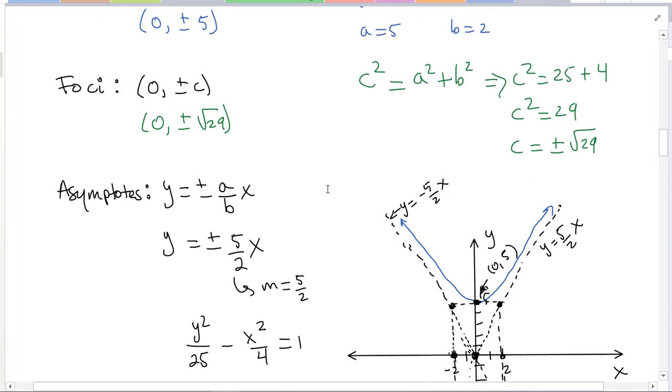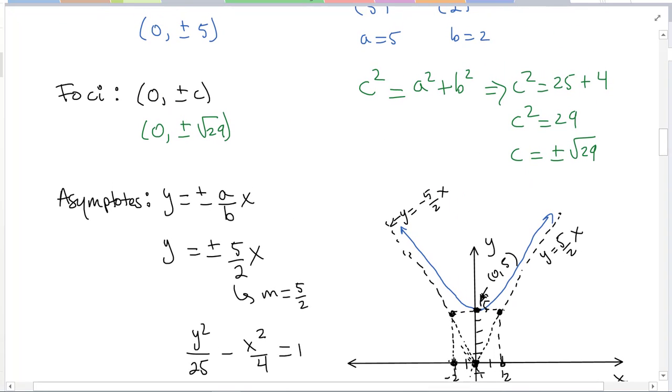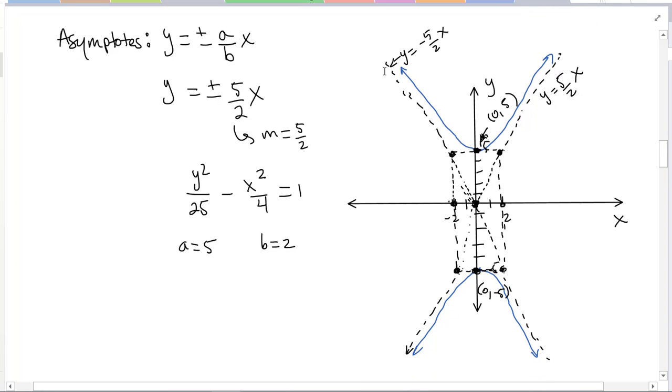What else do we need to label? We need to label the foci. The foci are plus or minus the square root of 29. So where is that? Use your calculator to figure out what the square root of 29 is. Or you can think of the square root of 25 is 5, and the square root of 36 is 6, so the square root of 29 is somewhere between 5 and 6. When you do it on your calculator, you get 5.38.